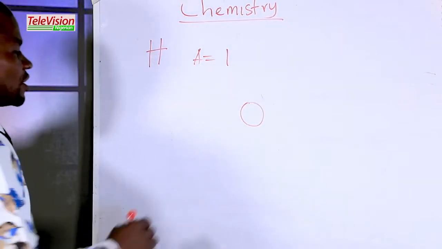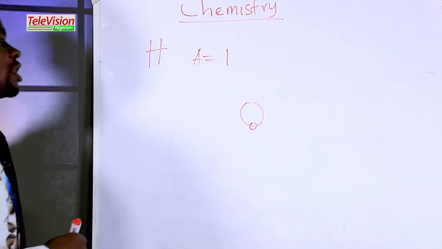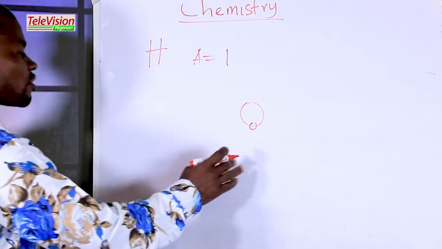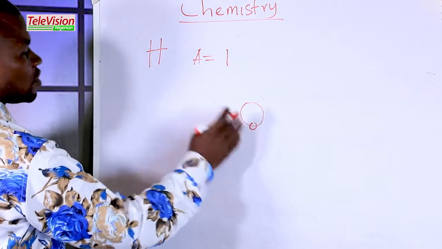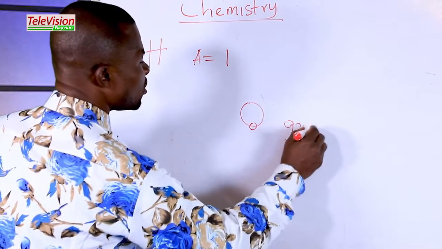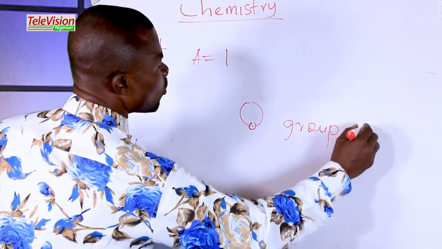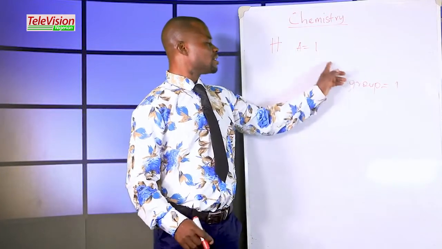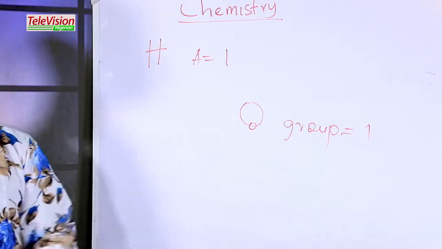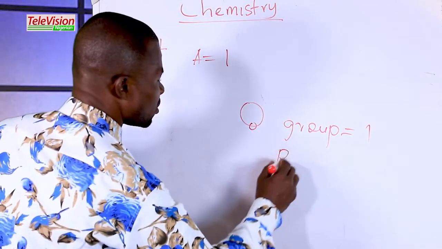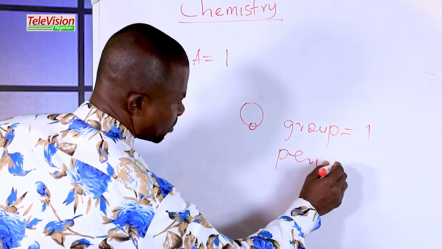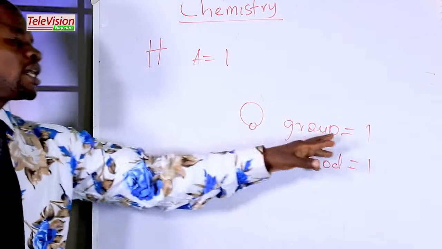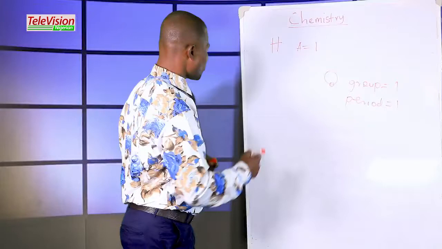This is an orbit. So the electronic configuration of hydrogen is 1. And the number of electrons found in the atomic shell is 1, meaning this hydrogen belongs to group 1. And the period, how many orbits are here? We have only 1 orbit, meaning the period is 1. So hydrogen belongs to group 1 and period 1.